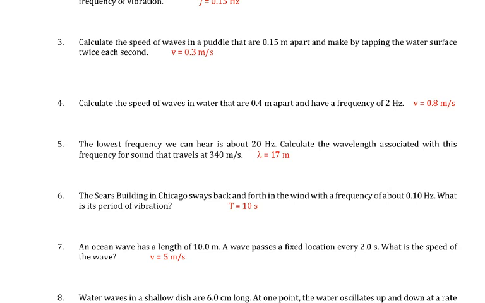Another problem we can look at is number 3. It wants us to calculate the speed of waves in a puddle that are 0.15 meters apart and are made by tapping the water surface twice each second. So if we're thinking about our givens, wavelength is the distance from one wave to the next, and so in this case that will be our 0.15 meters. Frequency is the number of waves per second, so that's going to be the twice each second. So with those two givens, the equation that would make the most sense to use would be velocity equals frequency times wavelength.